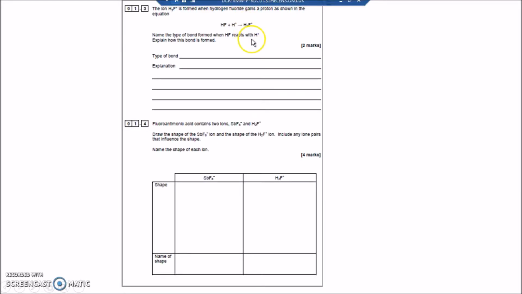Well, it can form a special kind of covalent bond called a coordinate bond. And normally a covalent bond is where one atom puts 1 electron in and the other atom puts an electron in, and they've got a shared pair of electrons between them, both wanting to gain electrons. But this H+ has got none to put in there.